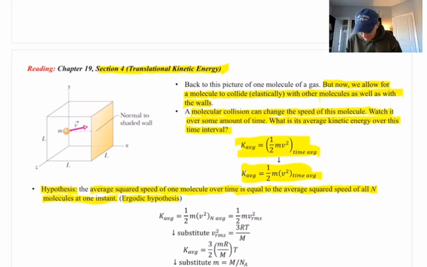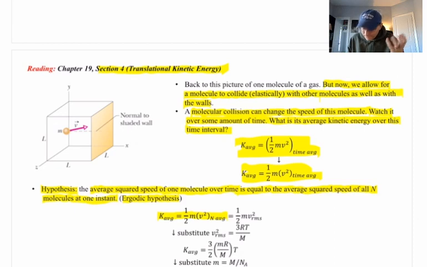Ergodic. It's Latin. So we're going to replace the v squared time average in our formula for average kinetic energy with the v squared n average. Just pick a moment in time and say, freeze. And now go to each molecule, one by one, 1 through n, and say, what's your speed squared? What's your speed squared? What's your speed squared? Add them up and divide by n.